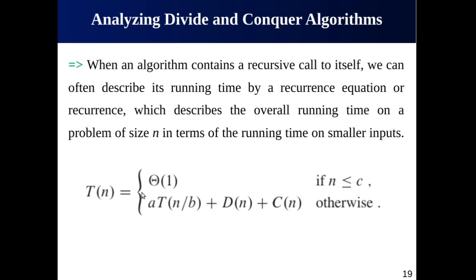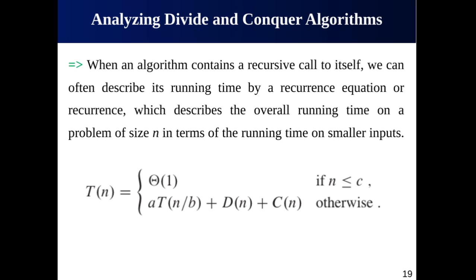So if the problem size is small enough, we can say that n is less than or equal to some constant c. The straightforward solution in this case will take a constant time, and that constant time is represented by theta 1. So this equation will take only constant time if we are dealing with a very small input, less than a constant value c. In that case, the running time is constant, represented by theta 1.